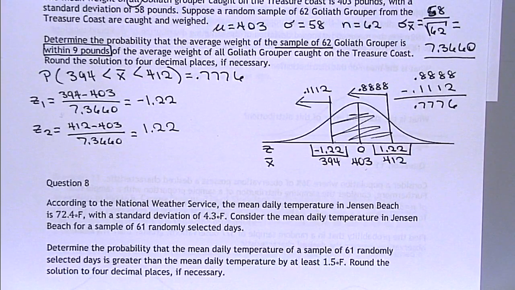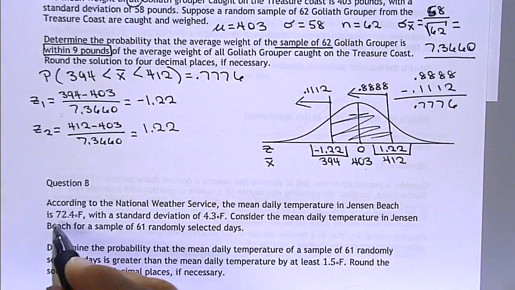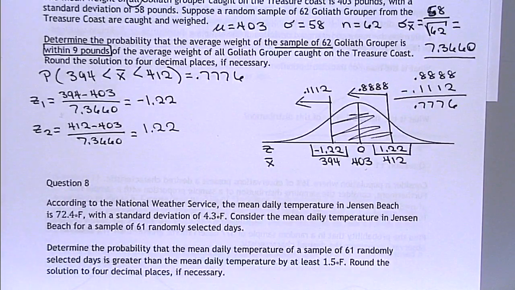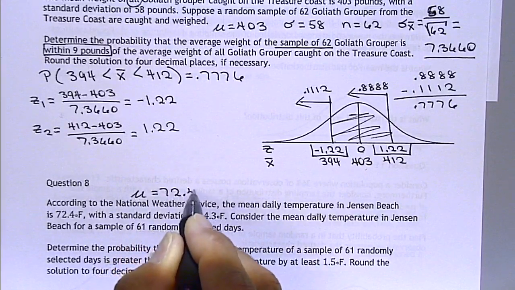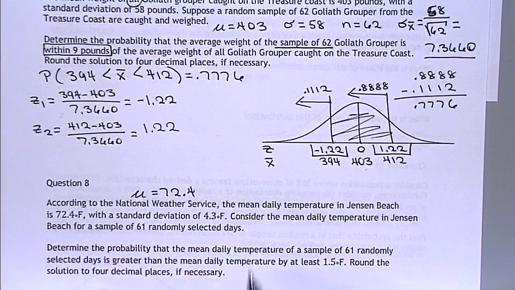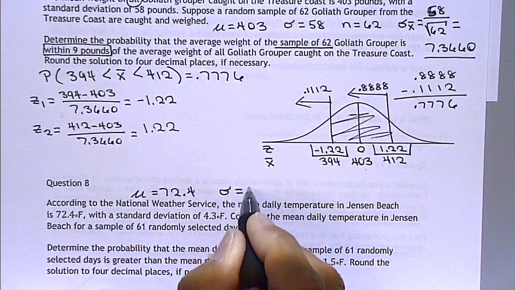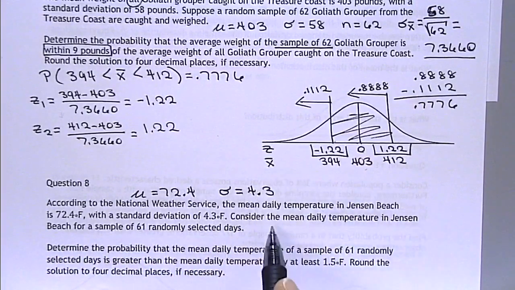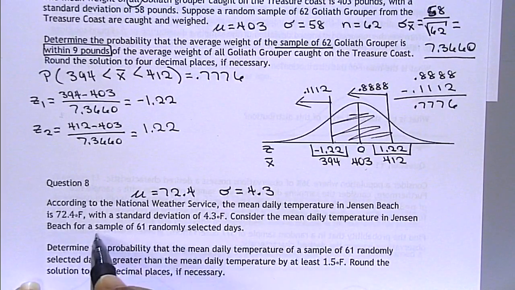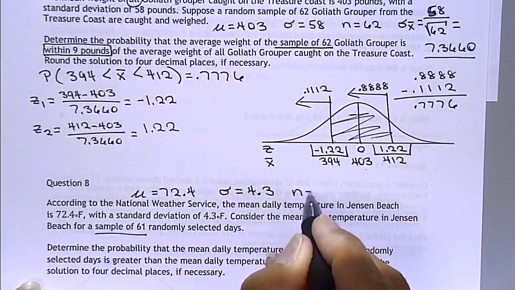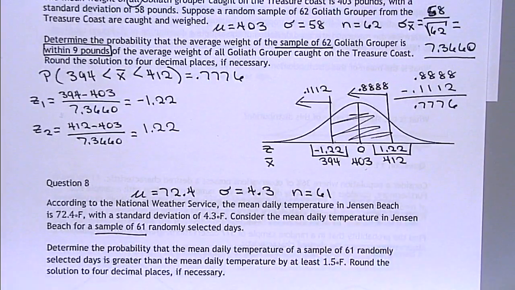Next question. There's a weather service that says the mean daily temperature in Jensen Beach is 72.4. Now, it didn't say sample anything, did it? So it's probably talking population. I'm going to say the population mean is equal to 72.4, and it has a standard deviation of 4.3. Population standard deviation, 4.3. And then it wants to consider the mean daily temperature in Jensen for a sample of 61 randomly selected days. Sample size is 61, right?